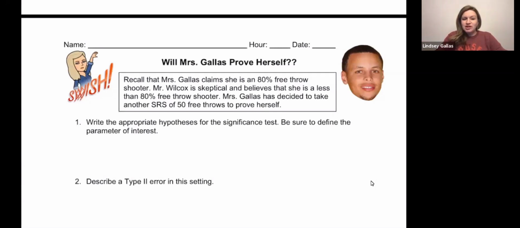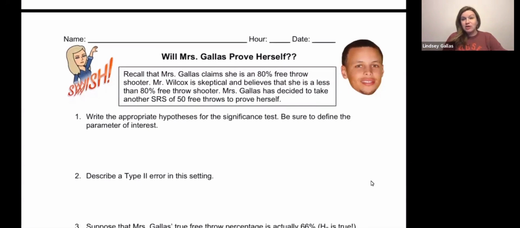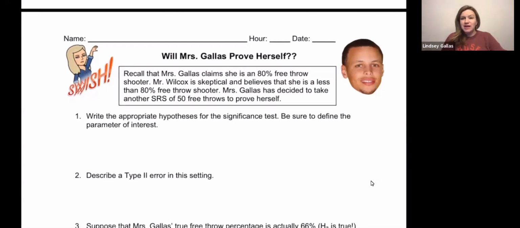So number one, we're going to start by writing appropriate hypotheses for the significance test. Make sure you're defining your parameter. And then I would like you to work through question number 2 as well. We've learned about type 1 and type 2 error. So take a minute and write your hypotheses for question number 1. And then in context, for question number 2, describe what a type 2 error would be.